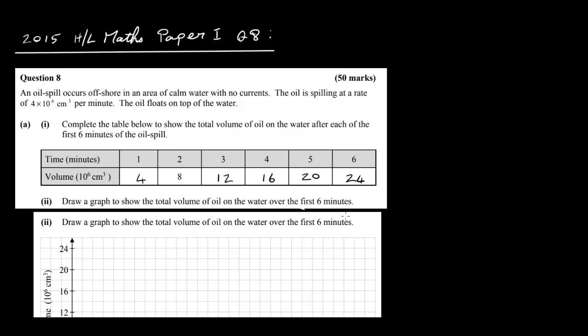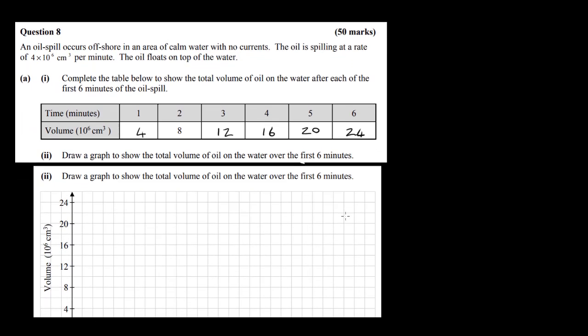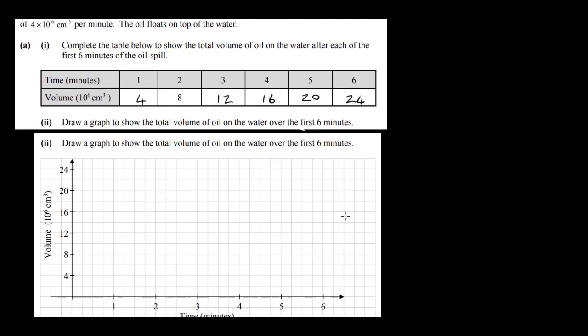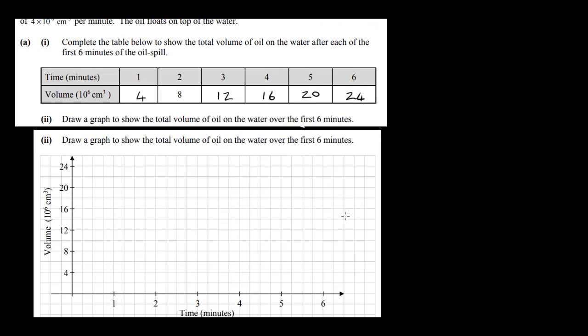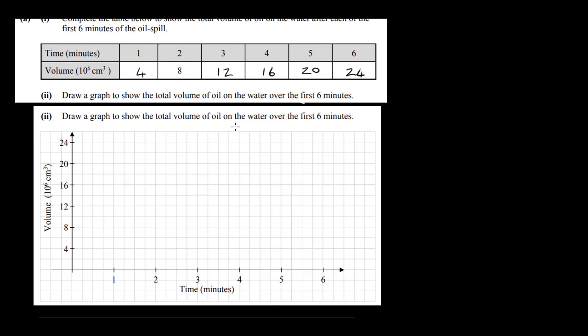Okay, so next we've got to look at part 2 here. It's just a case of drawing a graph to show the total volume of oil on the water over the first 6 minutes. So we've got to draw a graph of this table basically. So let's just put in the numbers. After 1 minute, we're looking at 4 by 10 to the power of 6. So 1 is going to be 4 here.